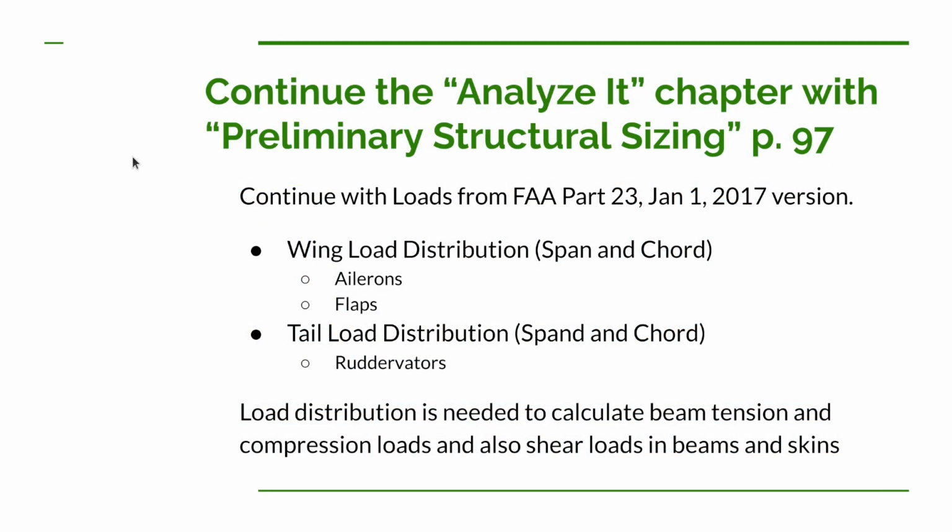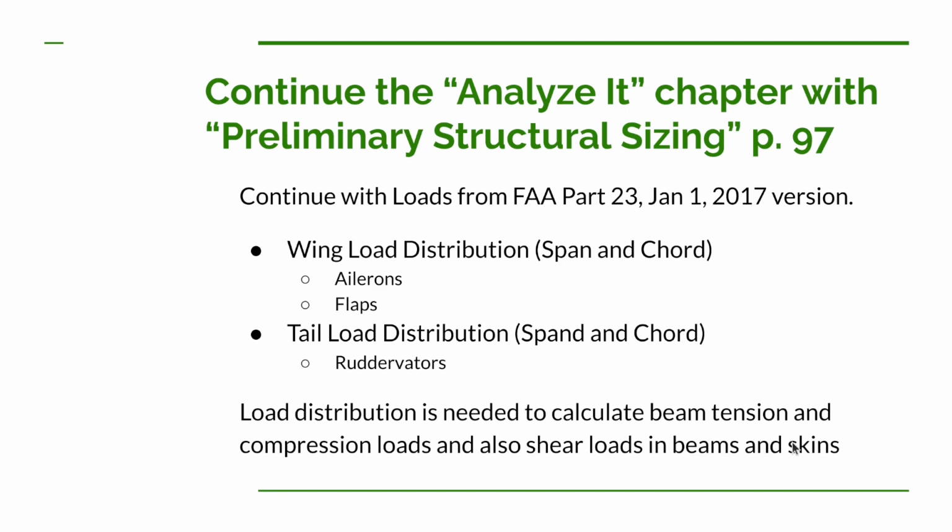Okay, so let's continue talking about what we were just talking about. Now, in Dan's book, if this was included in Dan's book, it would still be in the Analyze It section of the preliminary structural sizing on page 97 of Dan's book. And we're going to use loads that we got in the last series, part 10, to come up with some beam, tension, and compression loads. In this case, beam is the spar. And we also need to know the shear loads in the spar. And we're also going to use our distributed loads to figure out the torsion in the skins of the wing.